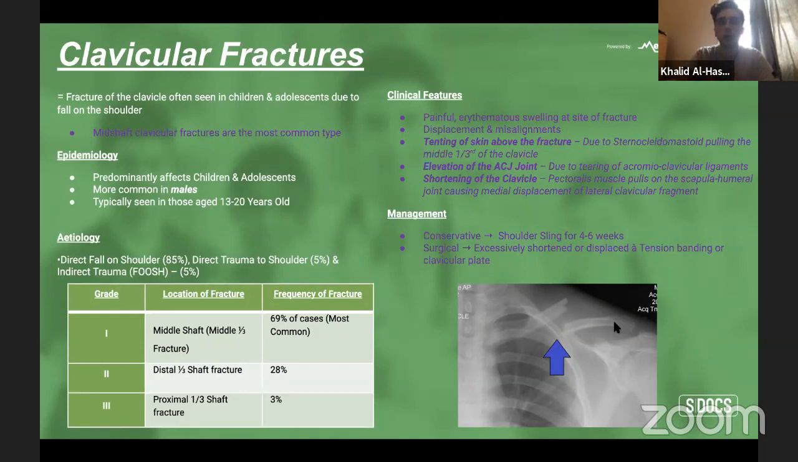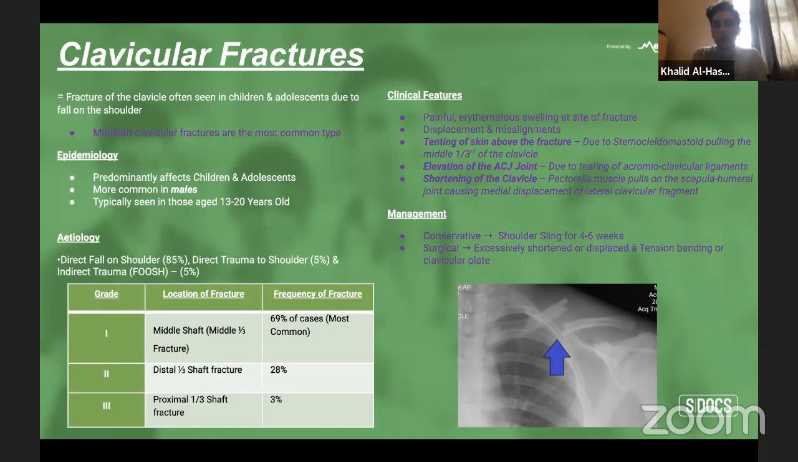The reason why there is shortening is because the pectoralis muscle starts to pull on the scapulohumeral joint, which is found at the back of your shoulder and the top of your humerus. Generally what it causes is medial displacement of the lateral clavicular fragment, bringing it more medially, and as a result it will seem as if the clavicle is actually shorter than usual.